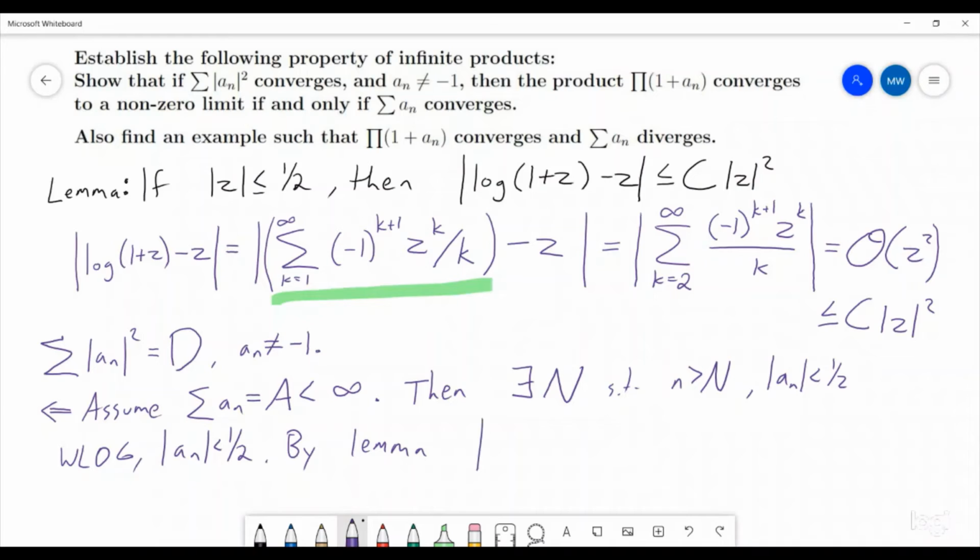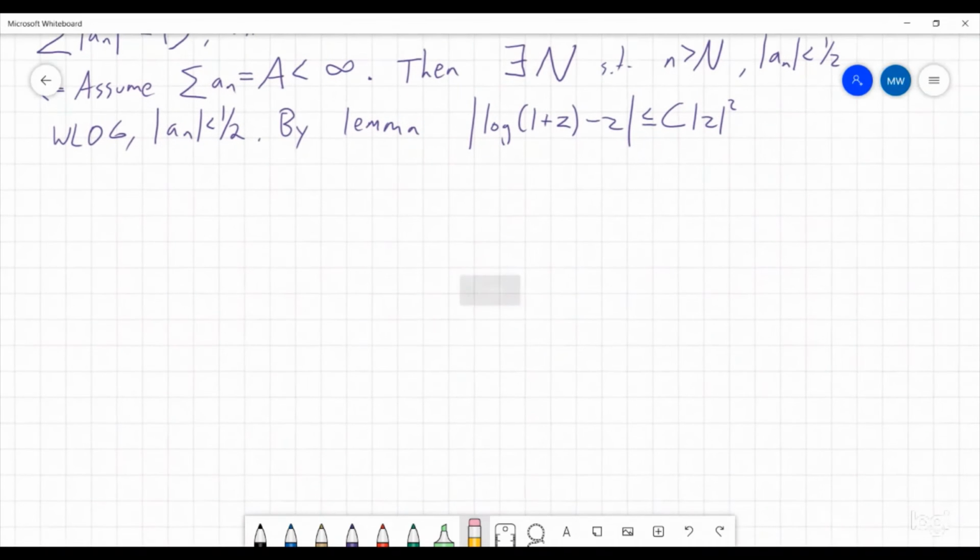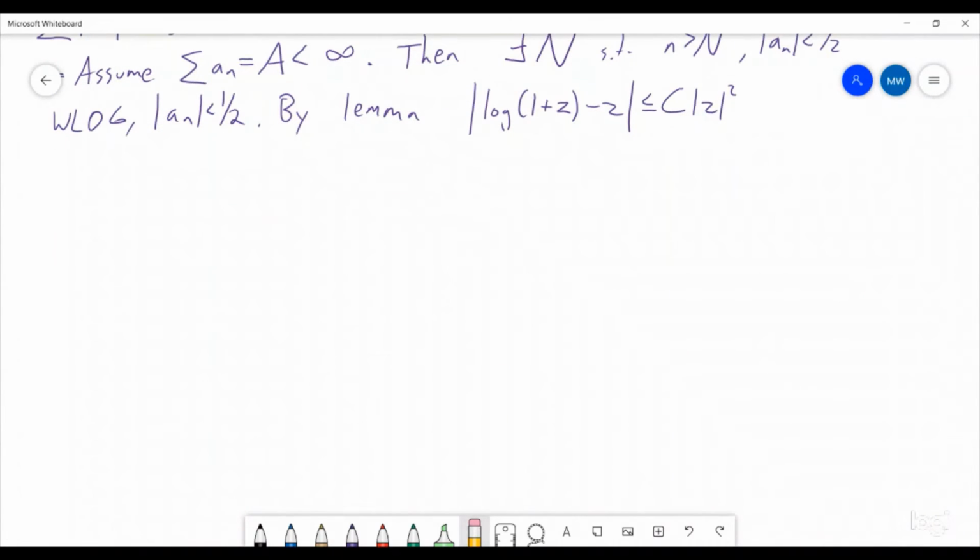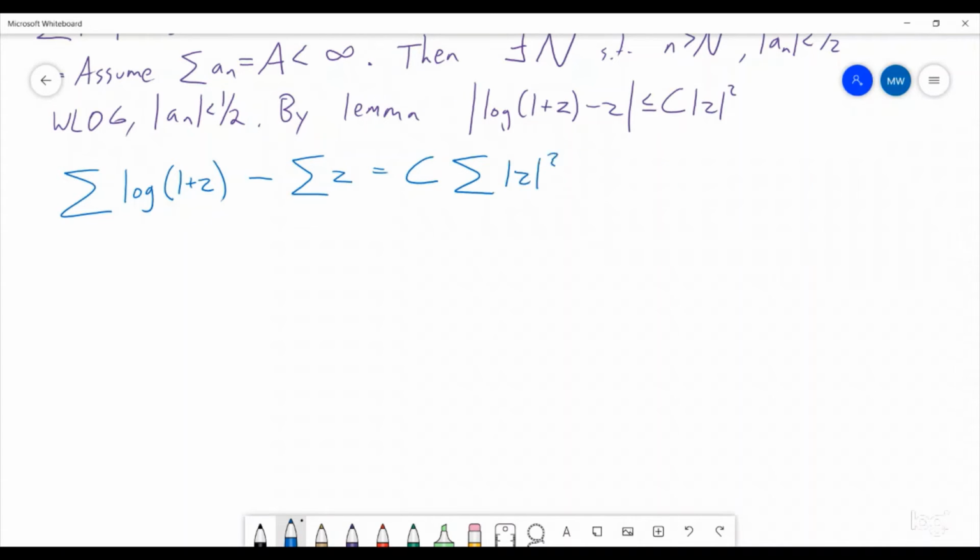we know that the absolute value of log of 1 plus z minus z is less than or equal to c times the modulus of z squared. So here we go, we got that. So now what does this mean? This means that if we look at the difference of sums, the sum of the logs minus the sum of the z's is bounded by c times the sum of the modulus of the z squareds.